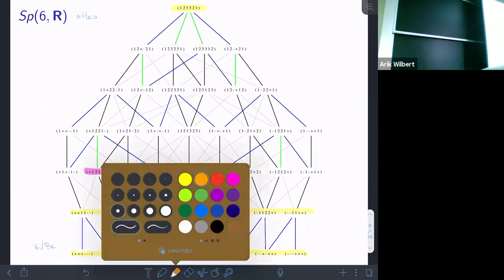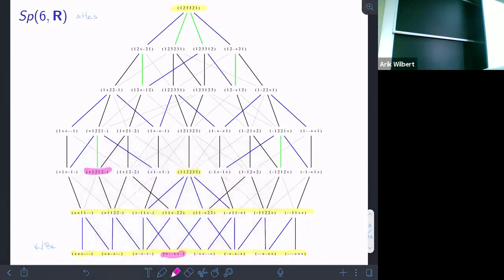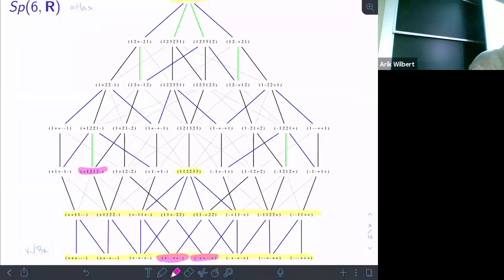Looking at the colors, let me use pink. It's a one-dimensional fiber over these two, and for the rest of the closed orbits, it's a zero-dimensional fiber. And then just using upper semi-continuity of fiber dimensions, you get that all of the rest of the fiber dimensions are 0, and you can conclude it's a small resolution from that. So that's a common trick.